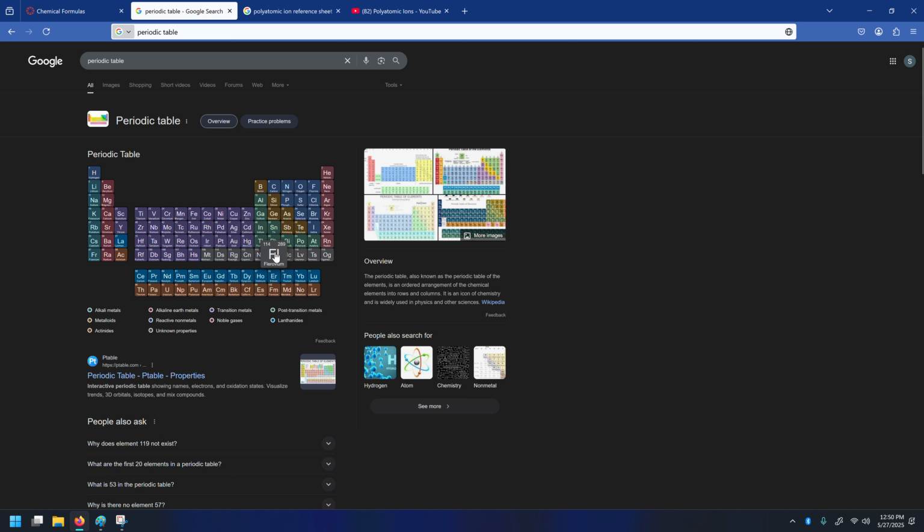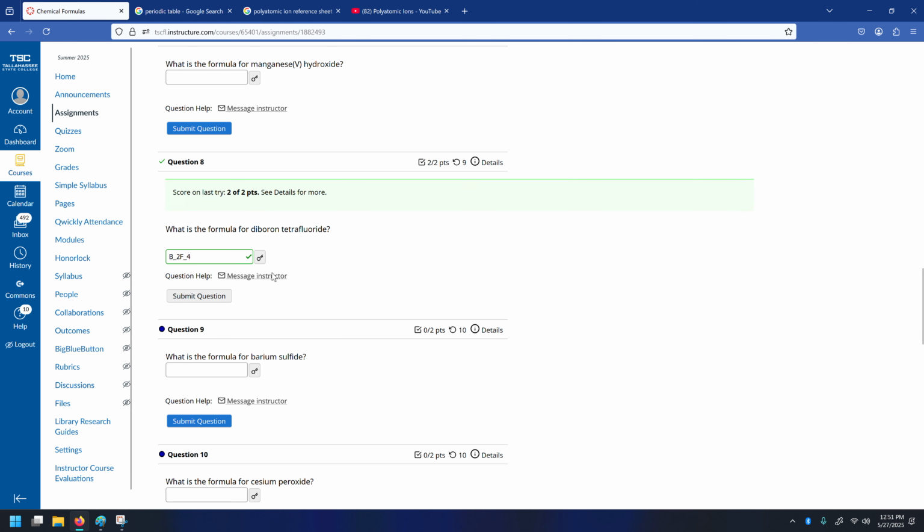FL was added very recently, flerovium. It is incredibly radioactive. It's never been observed with the naked eye, and you most certainly are not going to be dealing with it in this class. And so even though FL seems like it should go for fluorine, it does not. Please make sure you consult your reference when you're doing these types of problems.